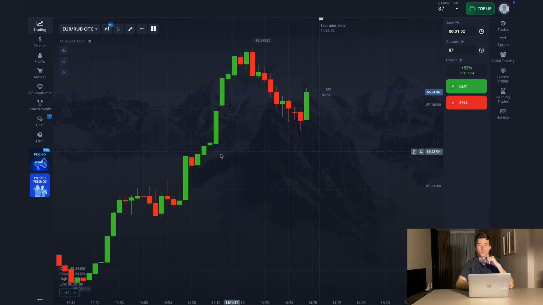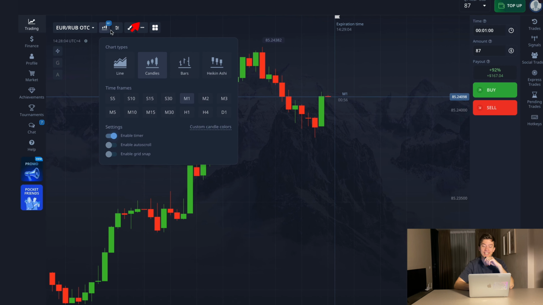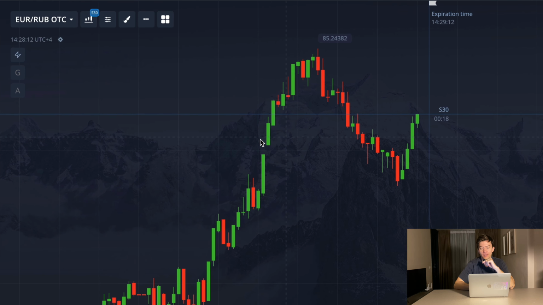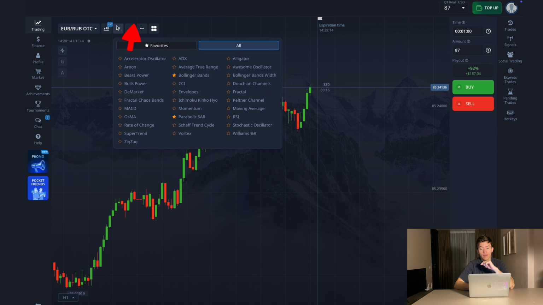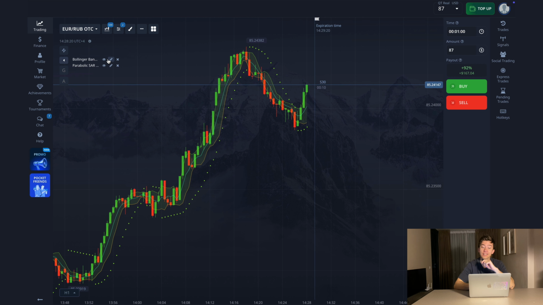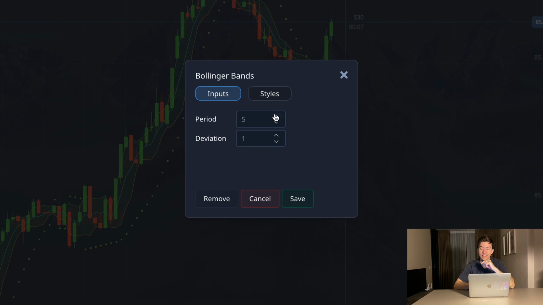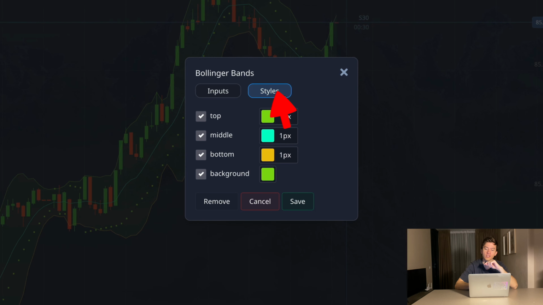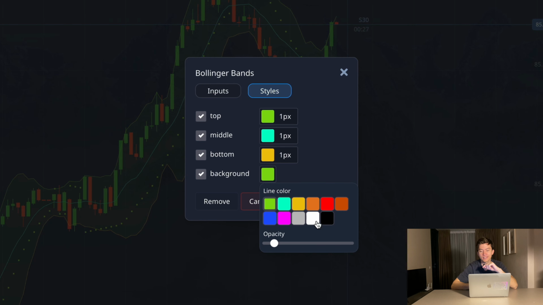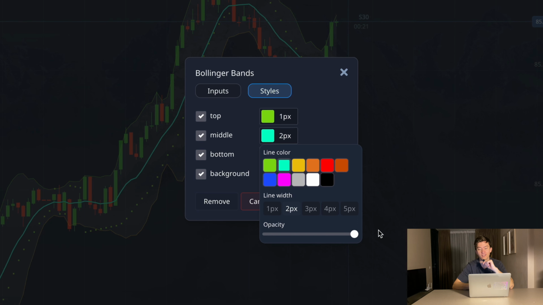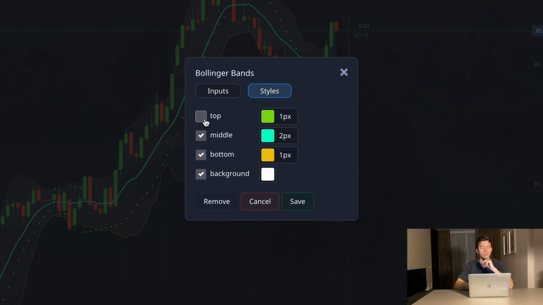Let's begin. First of all, let's prepare the tools we'll need. I'm using classic candlesticks with a 30-second time frame. Then go to the indicators tab and select Bollinger Bands and Parabolic SAR. Let's set up the Bollinger Bands first. Set the period to 2, deviation to 2 as well. Then go to style, set the background to white, set the middle line width to 2, and move the opacity slider to the right. Then turn off the top and bottom lines and then click save.